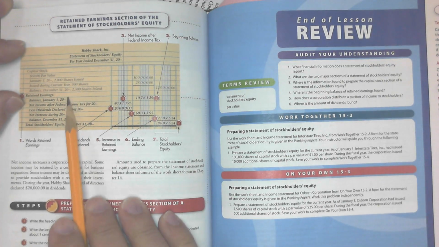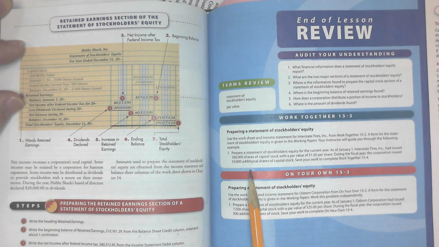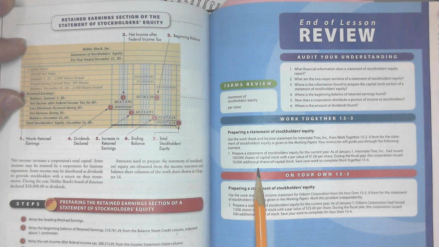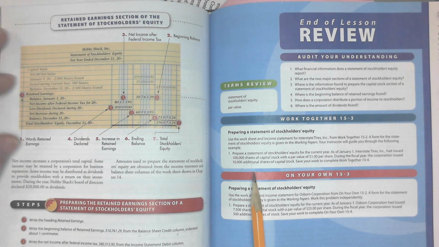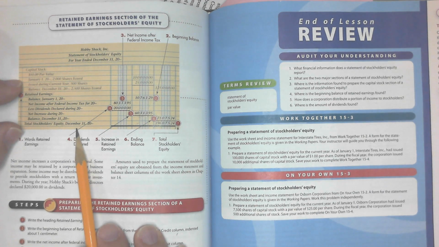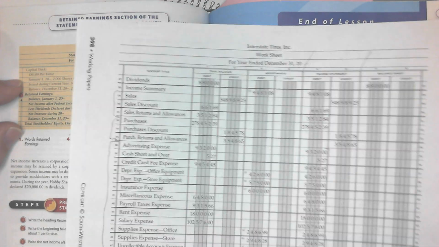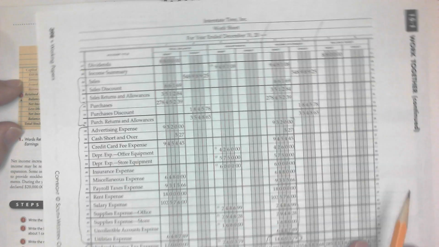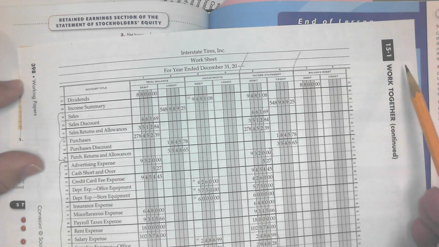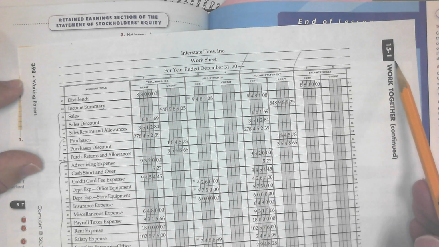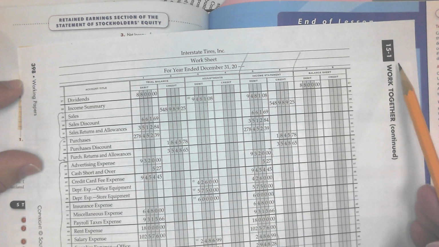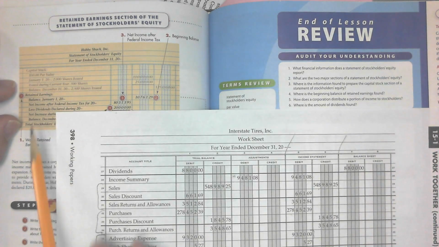The top half of the gray area, we get this information from the worksheet. The bottom half in the bold, all that information is going to come from your worksheet from 15.1. So we're going to get the bottom information from there.